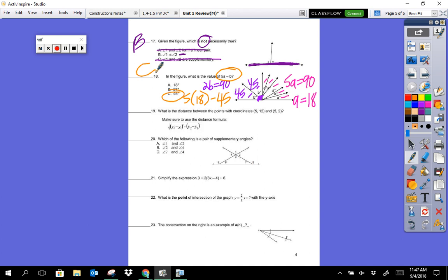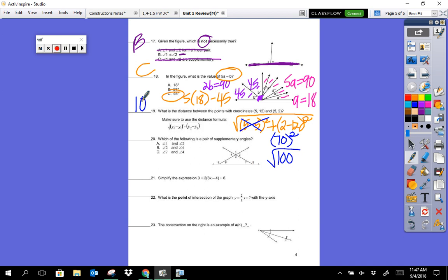Number 19, what is the distance between these 2 points? We're going to use that distance formula on your paper. So I'm just going to plug these in. So I'm going to have 5 minus 5 squared plus 2 minus 12 squared. 5 minus 5 is 0. 0 squared is just 0, so I'm not concerned with that. 2 minus 12 is negative 10. And negative 10 squared is 100. Okay, but don't forget we still have that square root, and the square root of 100 is 10.